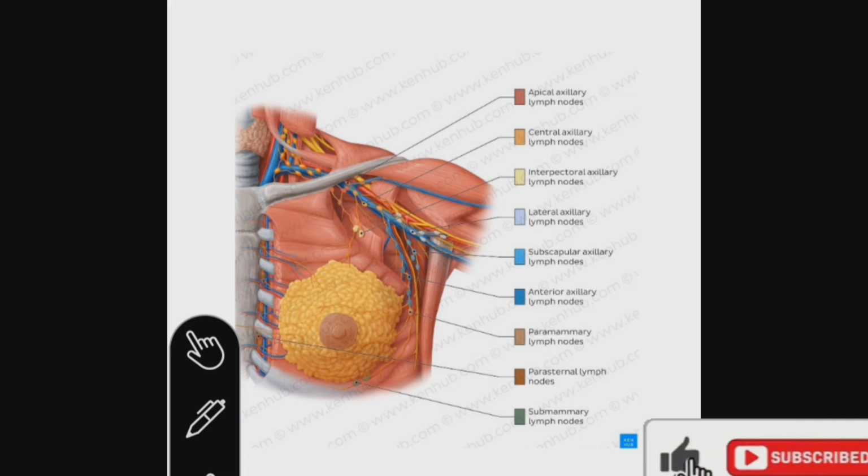The breast quadrants are divided into 4: upper outer, upper inner, lower outer, lower inner. Those are the breast quadrants. And then polythelia means more than one nipple, while polymastia means multiple breasts. So this is the anatomy of the breast.